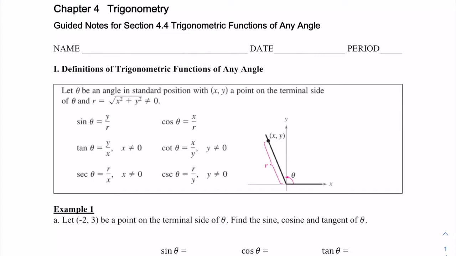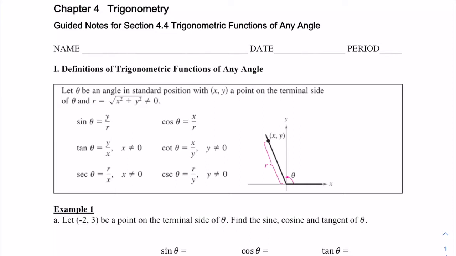Hi, welcome back. Today we're going to look at trigonometric functions of any angle. Before, we had only looked at the unit circle, which has a radius of 1. But we can actually find the trigonometric functions with any angle and any radius.